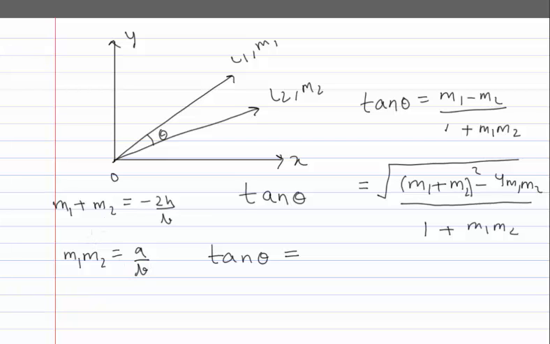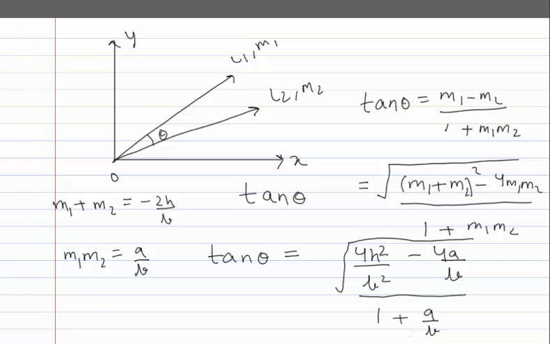Just substitute this set of data into this equation, and what we'll get is the square root of 4h square upon b square minus 4 a upon b, all under the radical sign, divided by 1 plus m1 m2, and m1 m2 is just a upon b. Now if we just take the LCM here, it's going to be a plus b divided by b. And if I multiply numerator and denominator by b, the denominator is going to be b square, and the numerator is going to be 4ab.